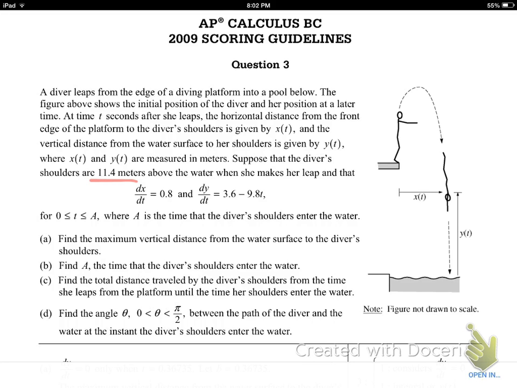Part C says, find the total distance traveled by the diver's shoulders from the time she leaps from the platform until the time her shoulders enter the water. All right, total distance traveled for parametric equations, that's like our arc length for parametric equations for vectors.